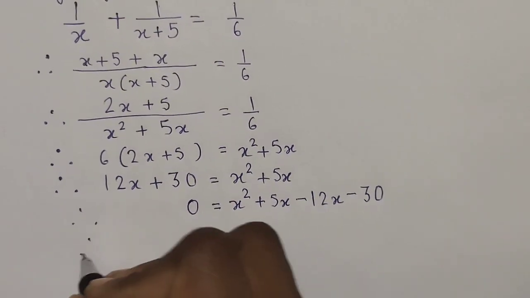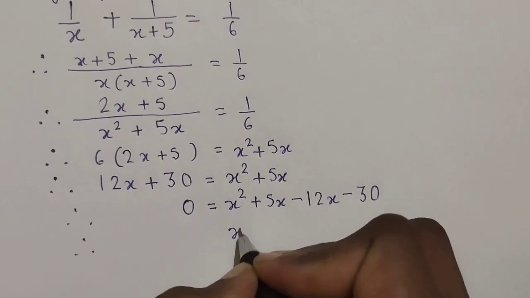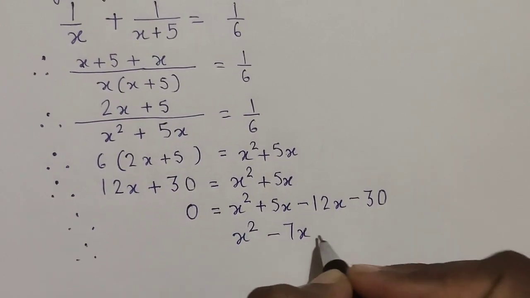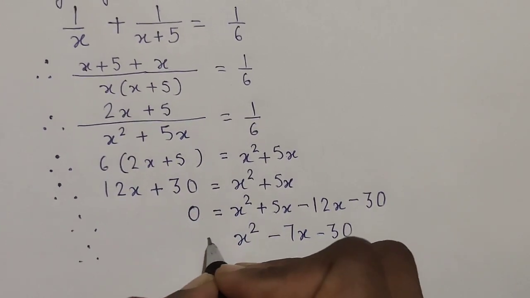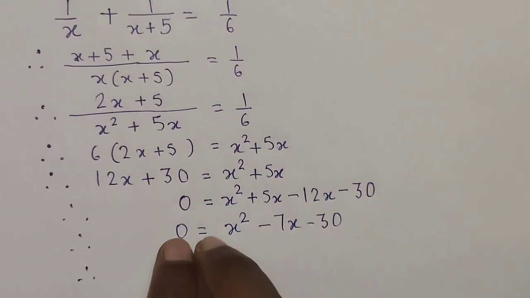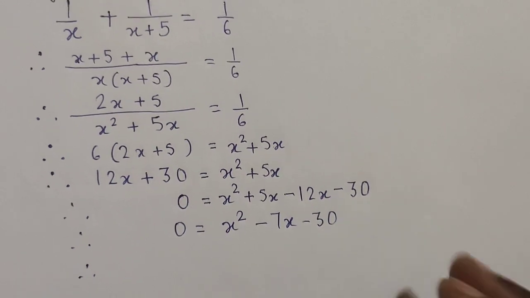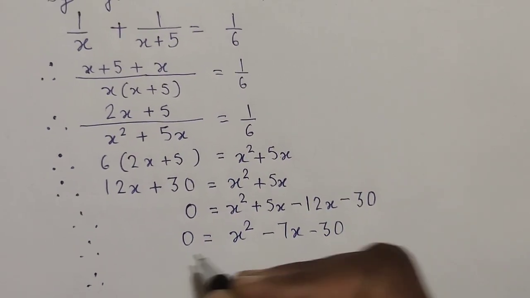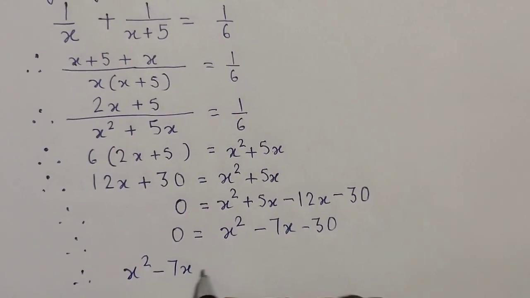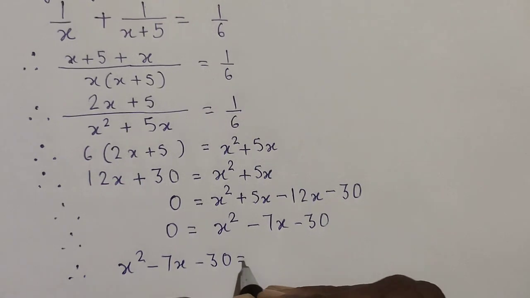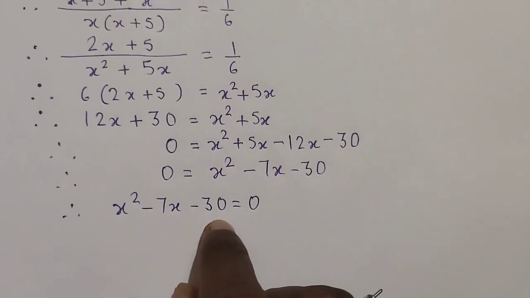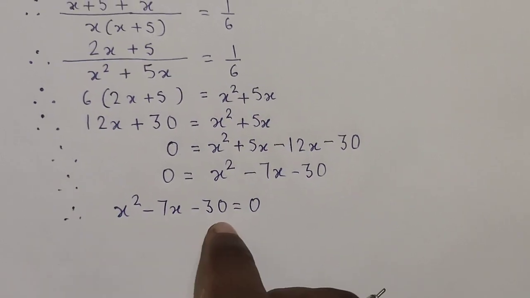Now in the next step, what you get here is X square, 5 minus 12 gives you minus 7X, minus 30 equals 0. Now in the next step, we write this equal to 0 on the right hand side. So X square minus 7X minus 30 equals 0. Okay, so we have made the quadratic equation. Now you need to solve this quadratic equation.